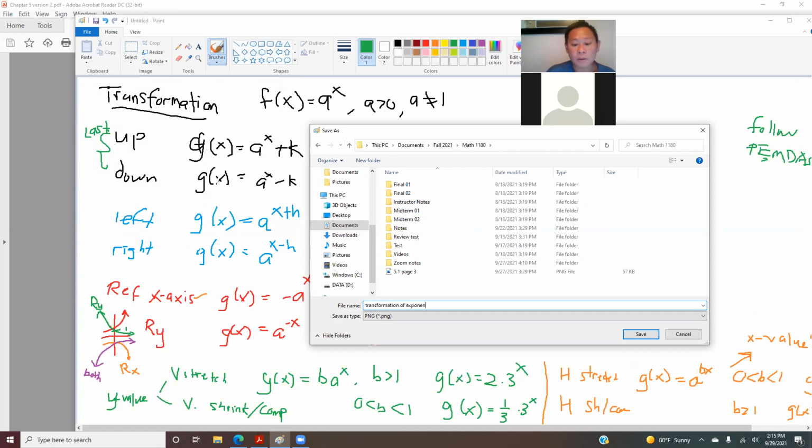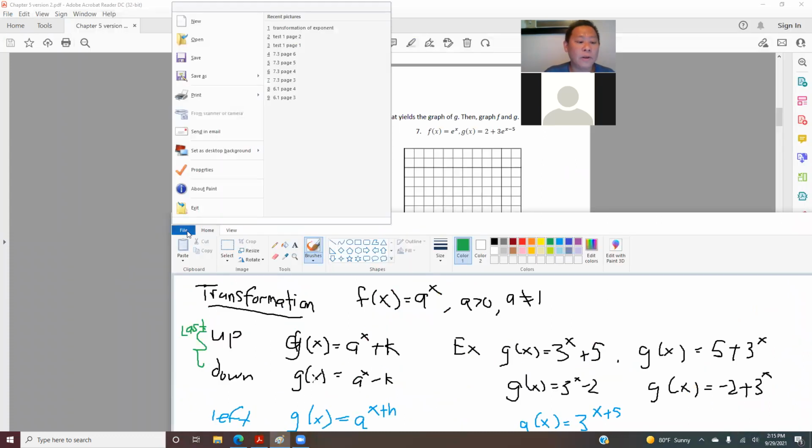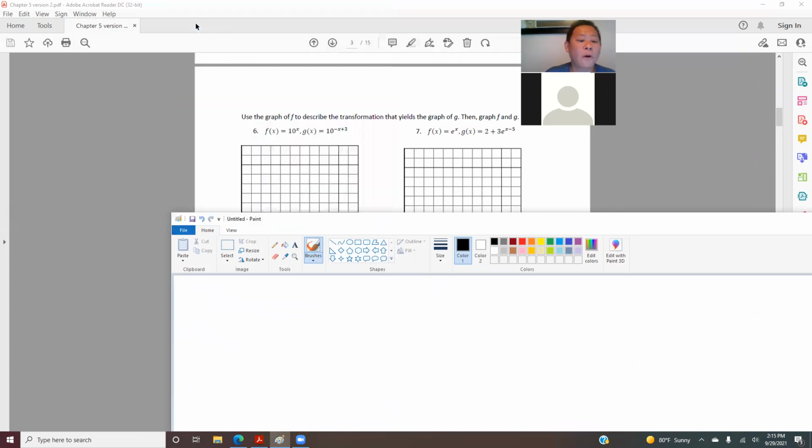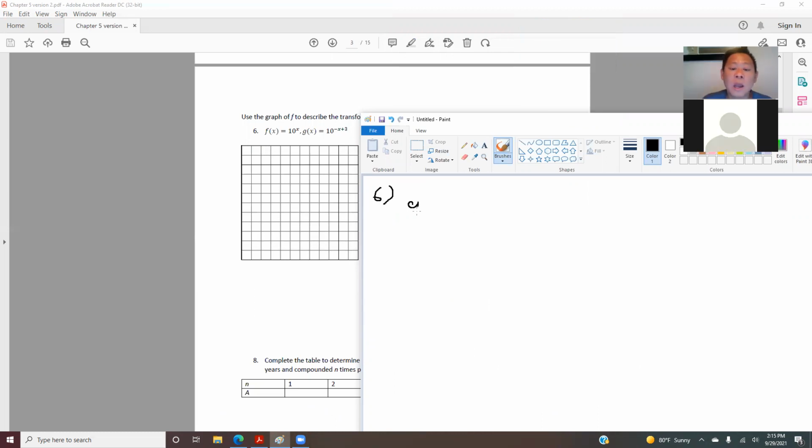And then we'll talk about the transformation of log later on. So let's talk about this. The first thing you do for my test or my question, like number 6 here, is they will ask you to draw the graph of f of x. So f of x in this case is your parent function, meaning without transformation. But mostly in my test, I will just ask you to draw this graph.